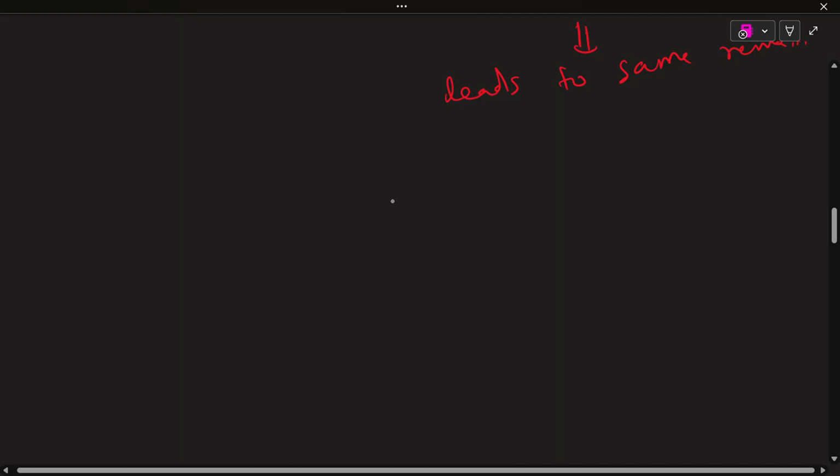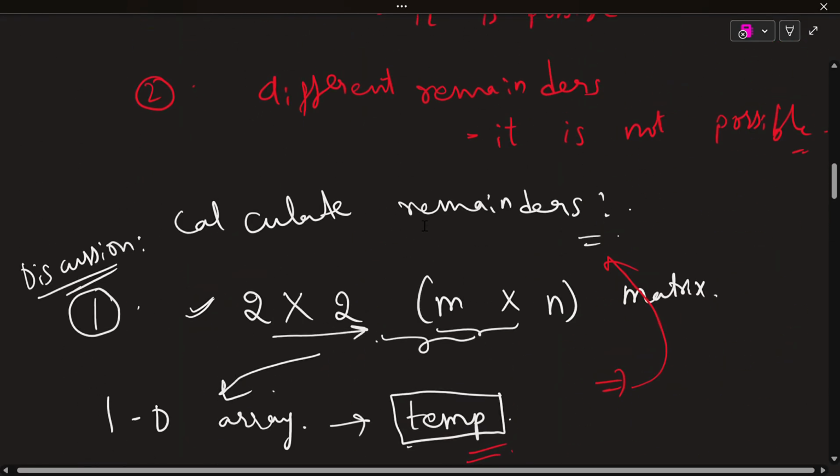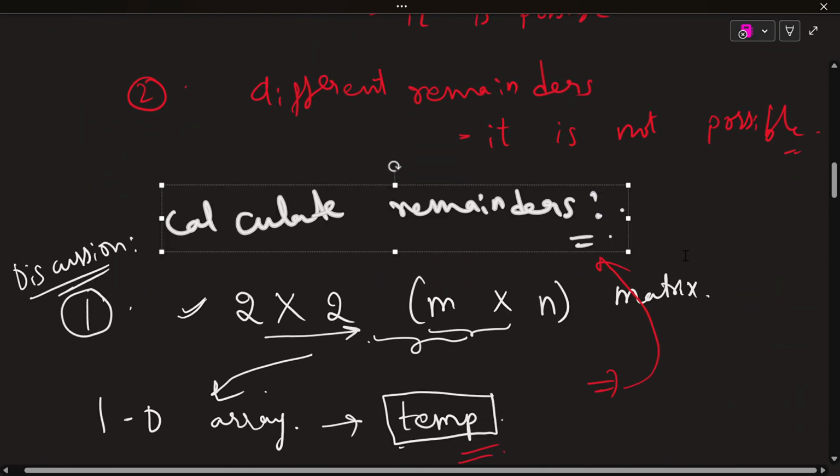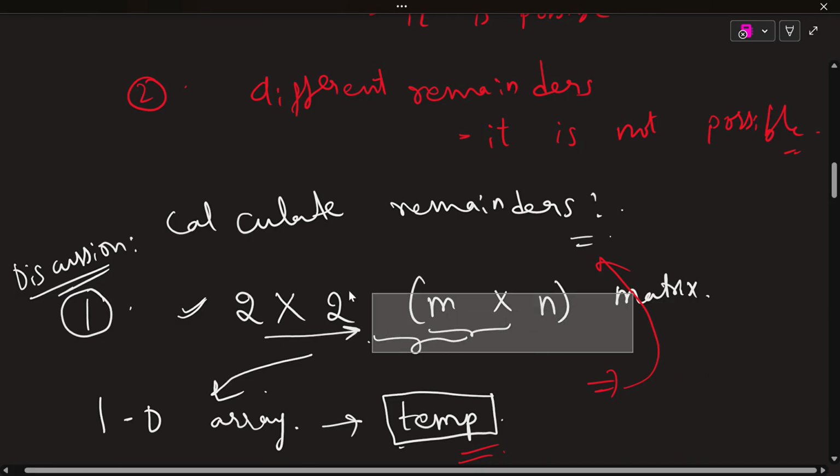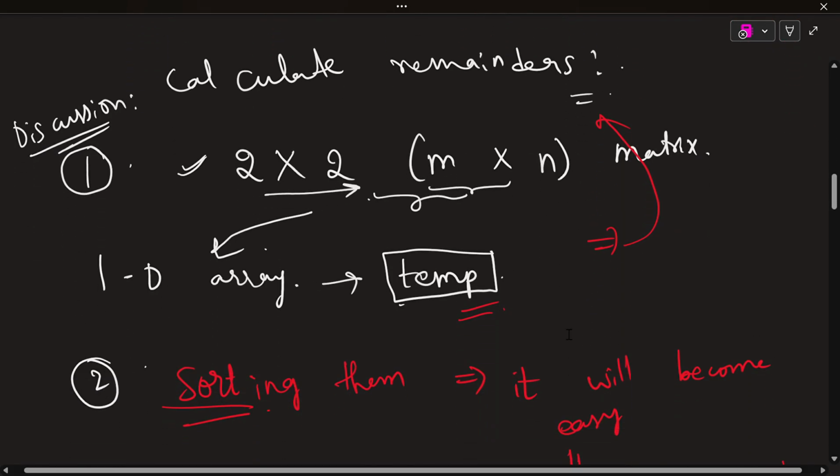Next, let us see what difficulties are faced in solving this problem. First, we should calculate the remainder. For calculating the remainder, a 2D array, 2 cross 2 or M cross N, becomes a difficulty. So we kept it in a 1D array.